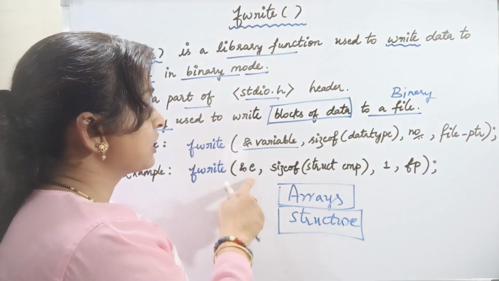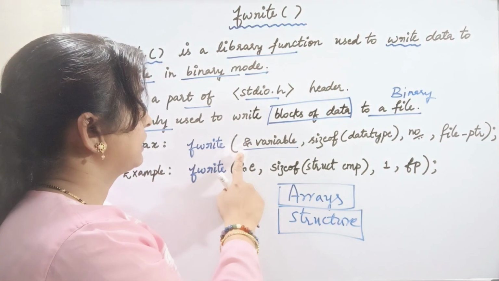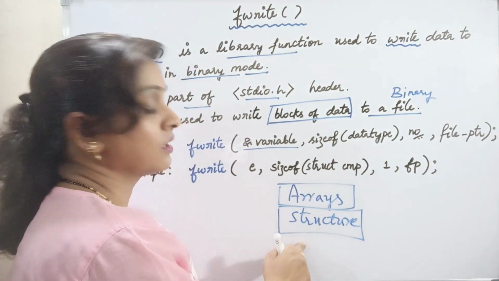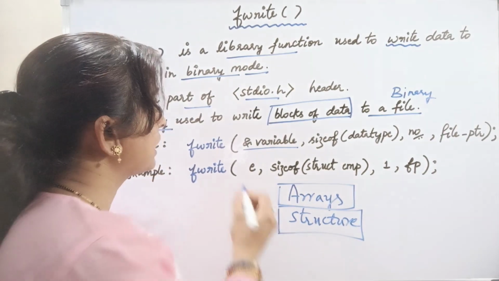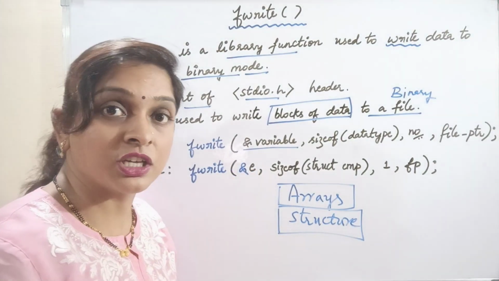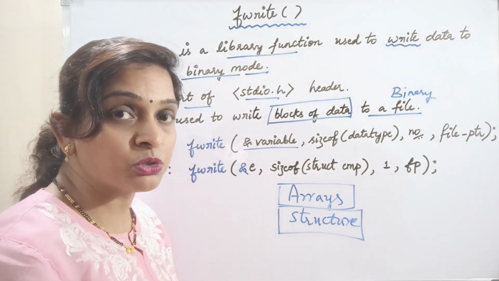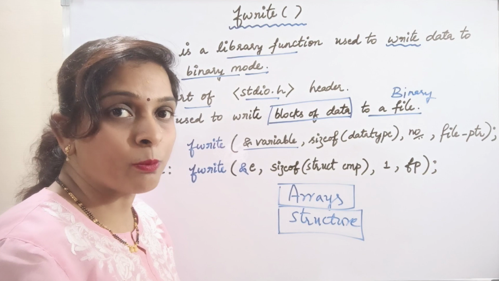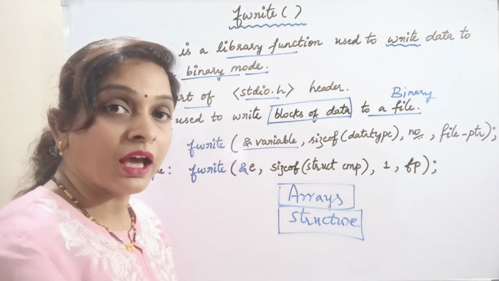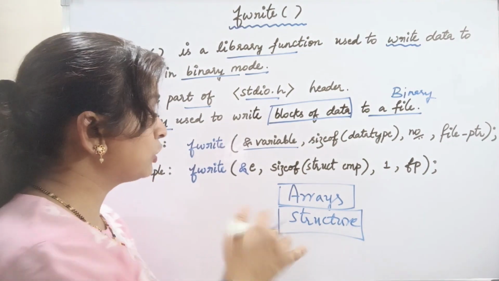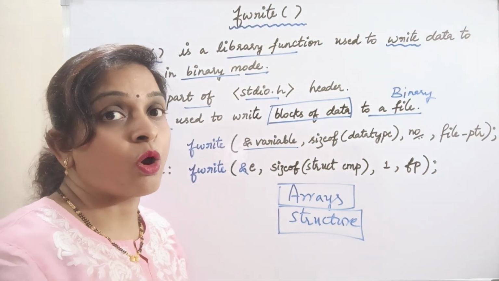So this variable name may be the array name. If I provide the array name, I need not give ampersand. If it is the structure that I am going to write as a block of data, I can pass the structure variable, that is the base address. I can say ampersand of that structure variable name. Array means it is a homogeneous collection. But if I want to write a heterogeneous collection of data, a variety of data, I can write structured data. So I need to have the base address of the variable, whereas the structure variable acts as the constant pointer.